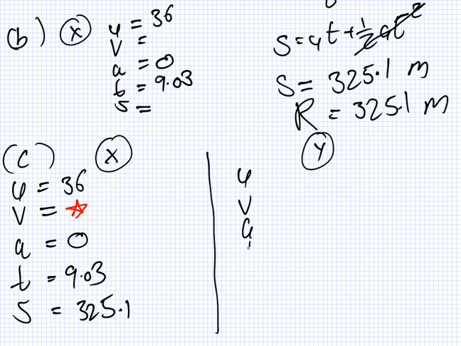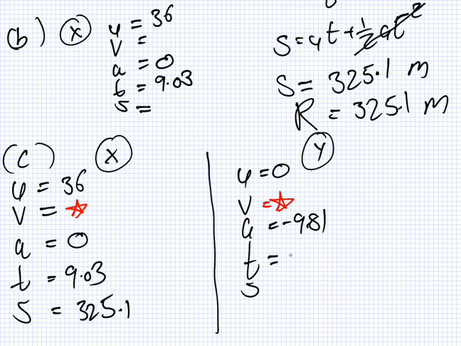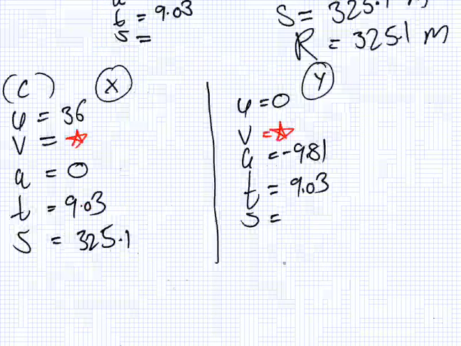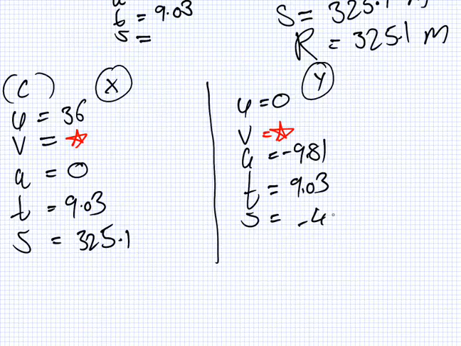You know the u. What's the u? 12.5. The v, you don't know. The a is 0. This is the x actually. The a, what's the a? 0. The t you don't know, but the s you do know is 25.